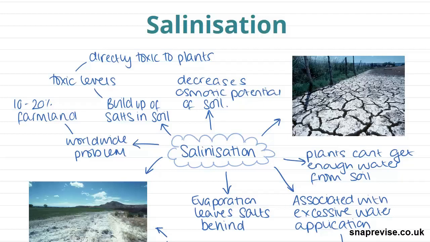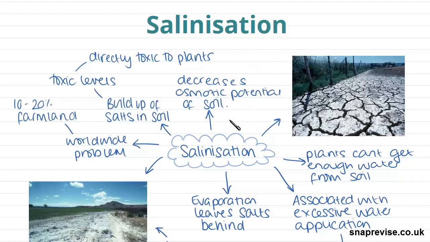So starting off with salinisation. Salinisation refers to a build-up of salts within the soil, and they eventually lead to toxic levels of salts which are directly toxic to plants and cause the plants to die. And this is around 3,000 to 6,000 parts per million for most cultivated plants.